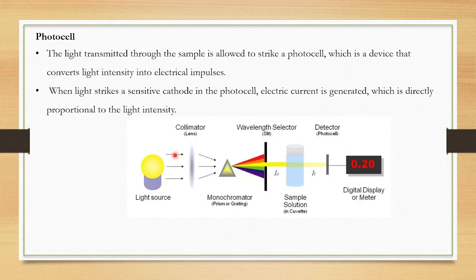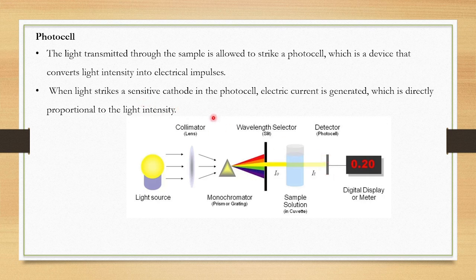The result can be digitally displayed on a meter. Now about the photocells or the detector. The light transmitted through the sample is allowed to strike the photocells, which is a device which converts the light intensity into an electrical impulse. So the detector converts the intensity of light into an electrical impulse.